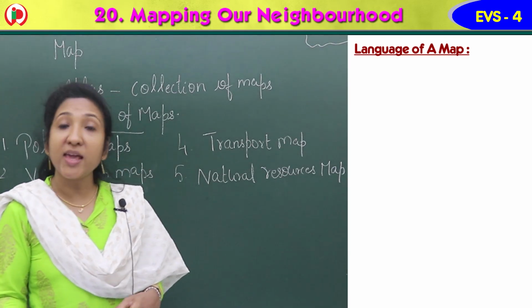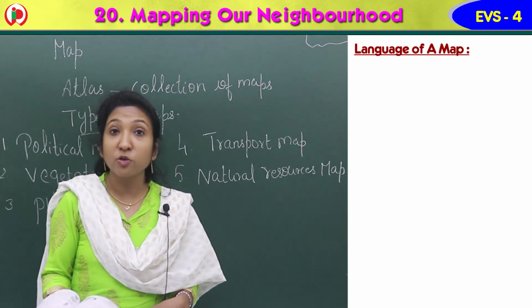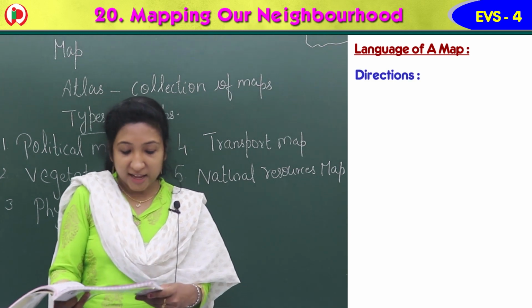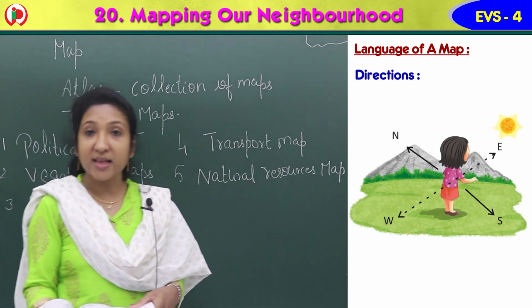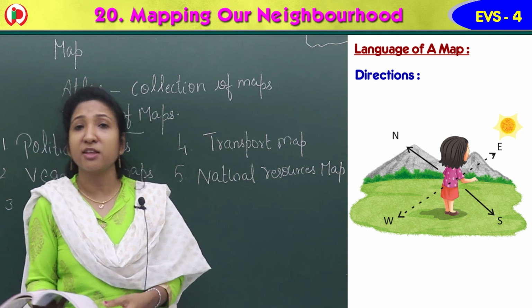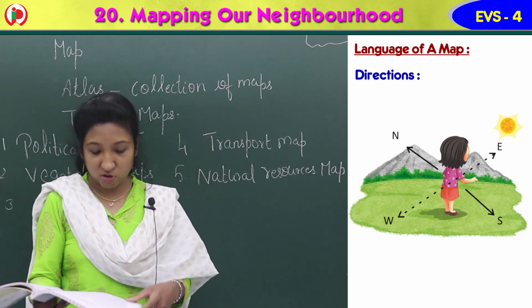Next is the language of a map. Oh, so a map has a language also. Let's see. Directions. The four main directions are what you know. East, west, north and south are the four main directions.